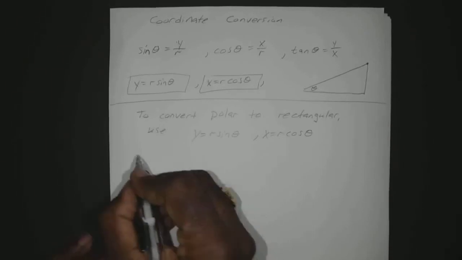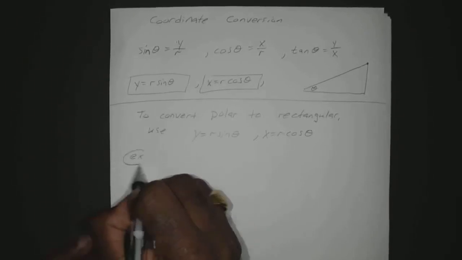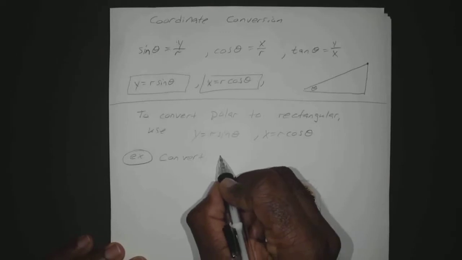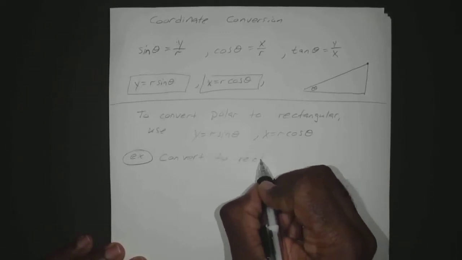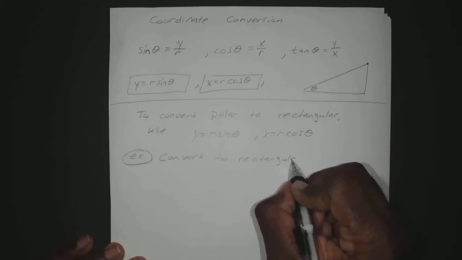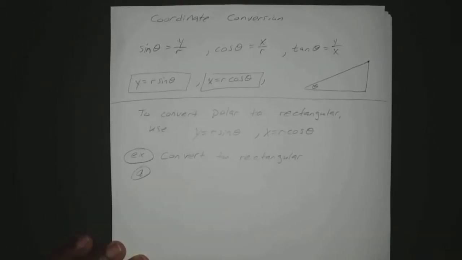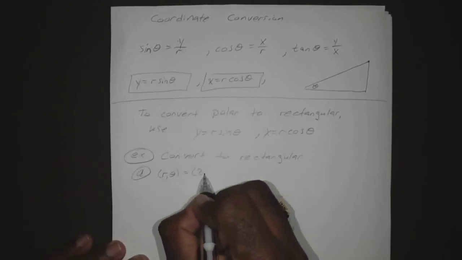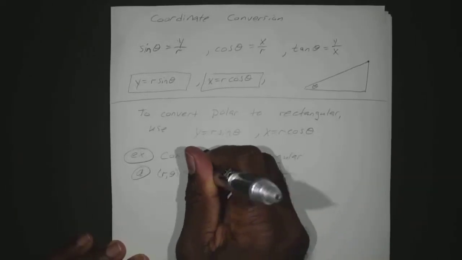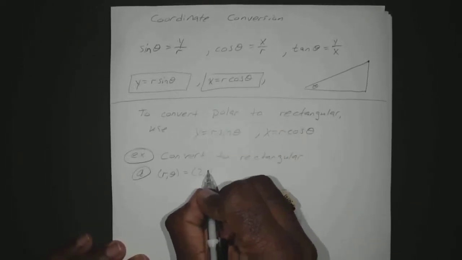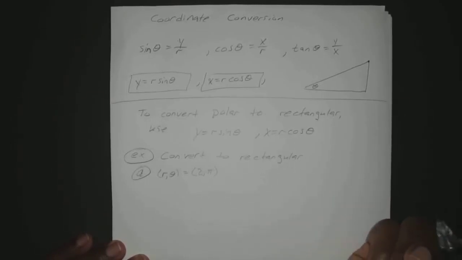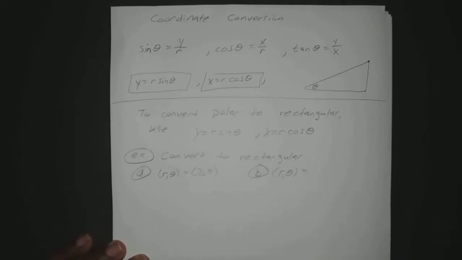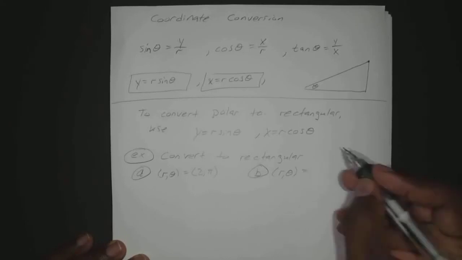Okay, so for example, let's say we wanted to convert to rectangular. Say problem A. Let's say we have our r, theta equals 2, pi. And let's say for B, our r, theta is equal to square root of 3, pi over 6.